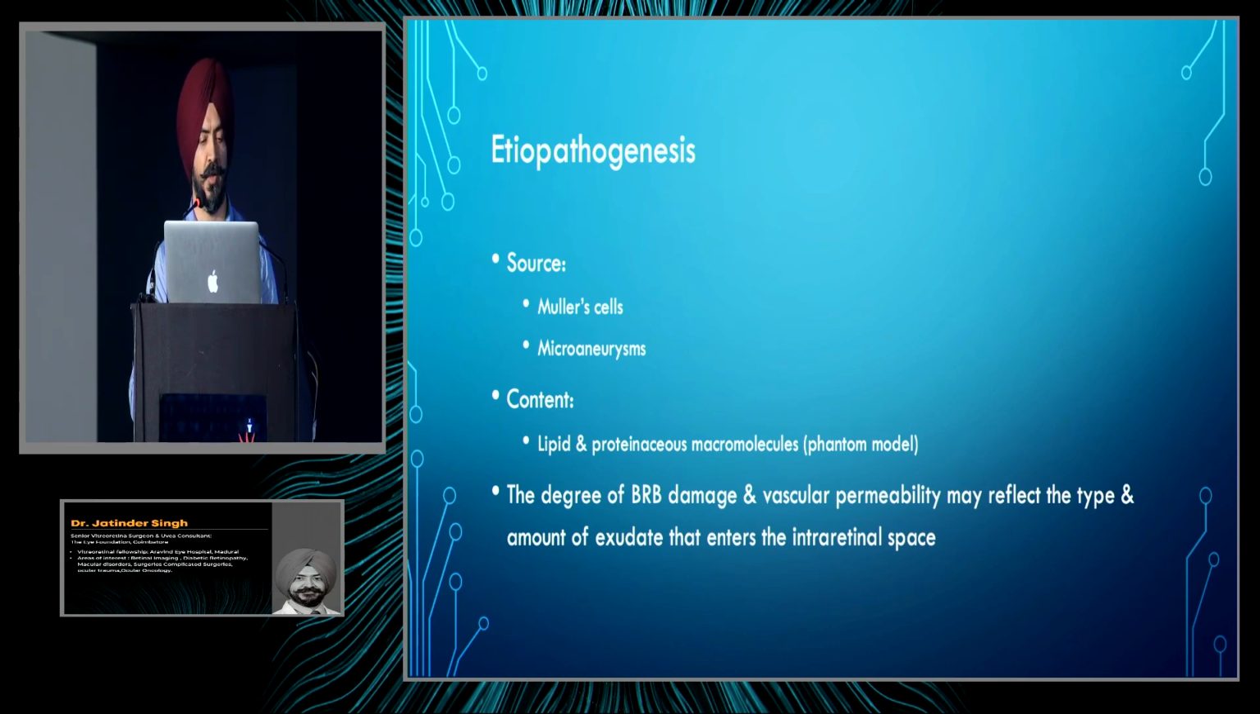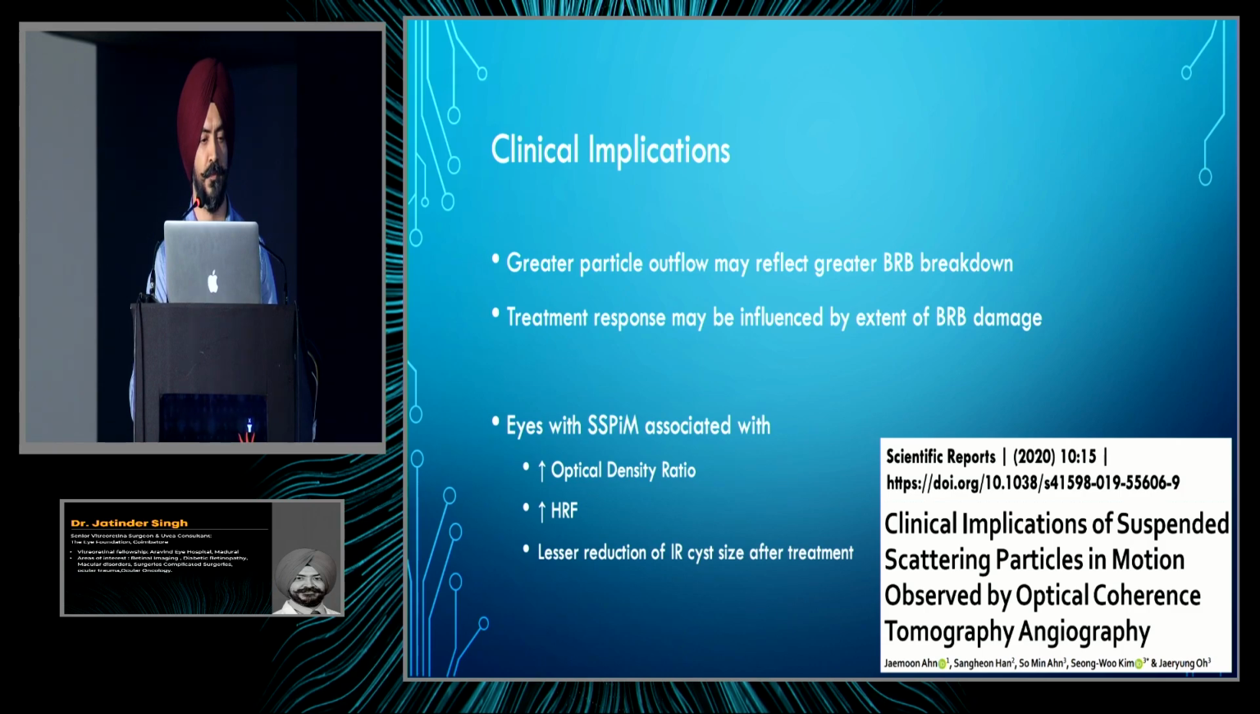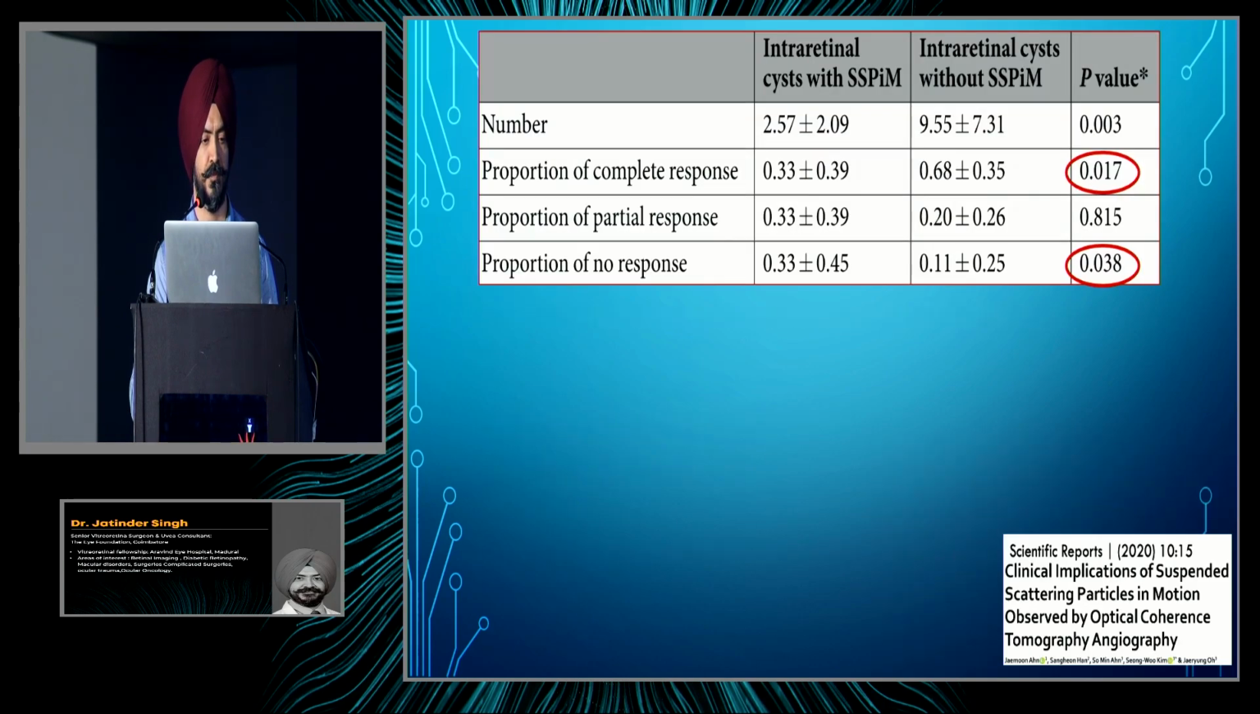The degree of the blood retinal barrier breakdown and the vascular permeability may reflect on the type and amount of exudate that enters this intraretinal fluid. So what are the clinical implications of this? The greater particle flow may reflect greater blood retinal barrier breakdown, and the treatment response may be reflected on this. Eyes with SPiM are also associated with higher optical density ratio and increased hyperreflective foci, and lesser reduction of intraretinal cyst size is seen after treatment.